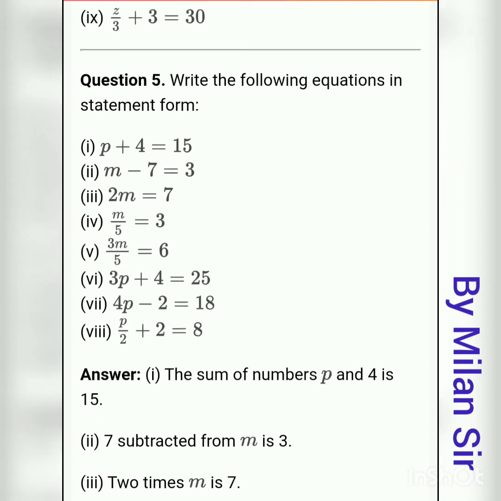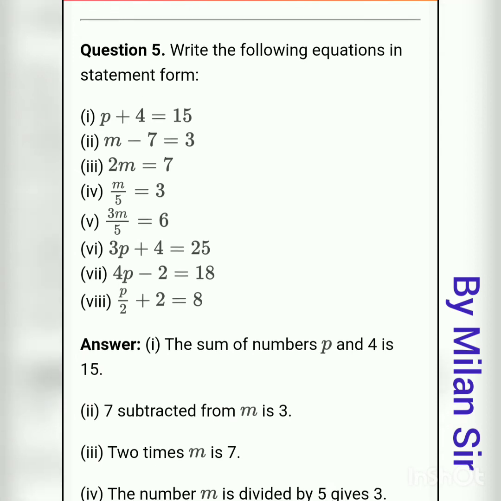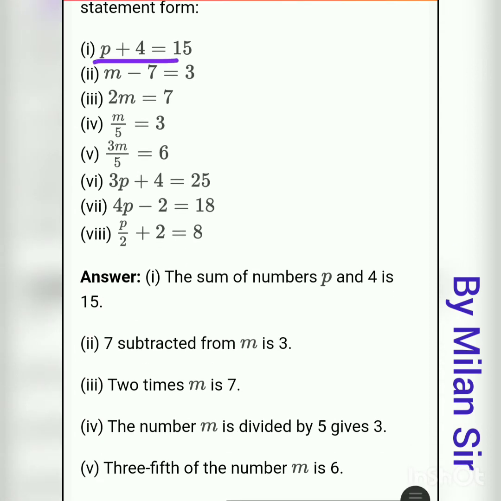Now in question number 5 we need to do the reverse thing. Write the following equation in statement form. So here equations are given to you. We need to write these equations in statement form. First, p plus 4 is equal to 15. So we can say that the sum of p and 4 is 15. We can write this statement in our own way.